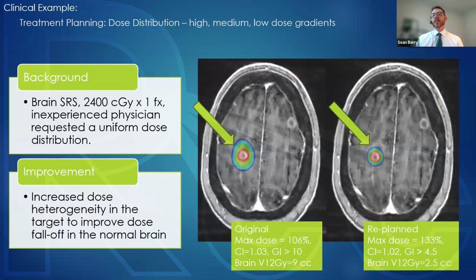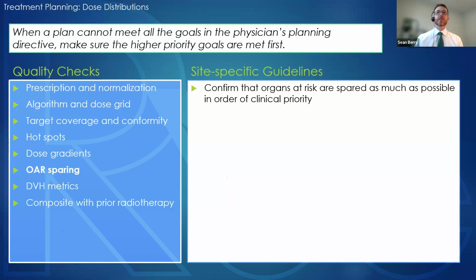So they went back and replanned this case to be more of a traditional type of SRS plan where you accept high heterogeneity through the target by prescribing to a lower isodose line, but that enables you to reduce the dose fall off outside of the PTV. So you can see that the 50% line, which is the edge of this, has decreased in size, actually by a factor of 2, and the amount of brain tissue getting 12 gray went from 9 to 2.5 cc's. So looking for these types of things, instead of just looking at the coverage of the target, really could have a very high impact on your plan and the quality of the treatment.